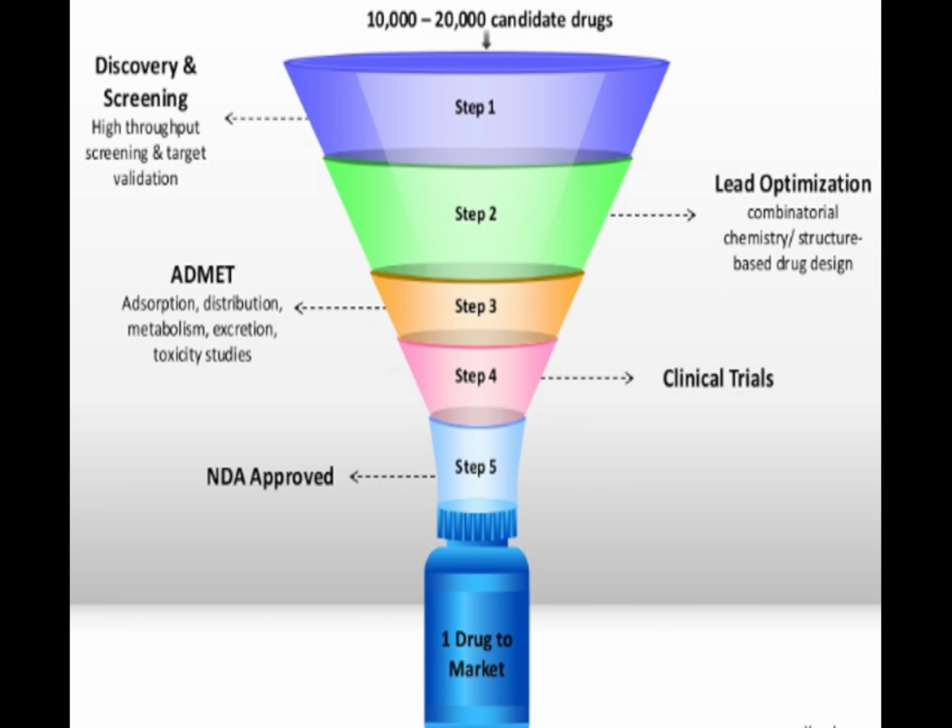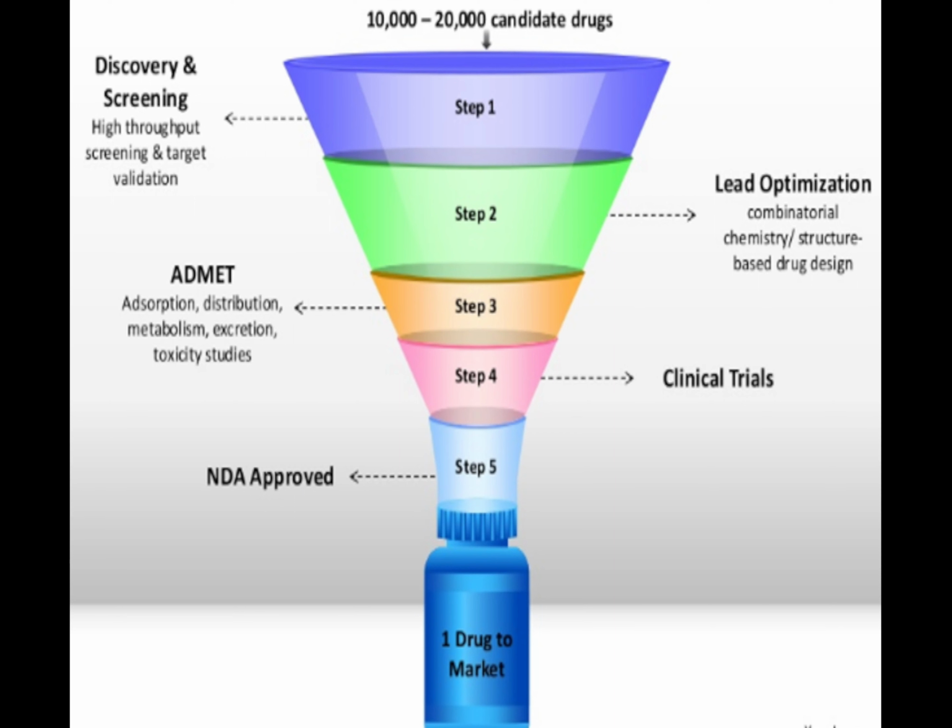We further tend to optimize the lead molecule according to the requirement using combinatorial chemistry approach and structure-based drug designing, and then check whether the target molecule and the lead molecule are showing the right kind of ADMET properties or not. We all know that absorption, distribution, metabolism, and excretion, along with toxicity studies, are basically required in order to give the first level permission to a drug molecule to proceed.